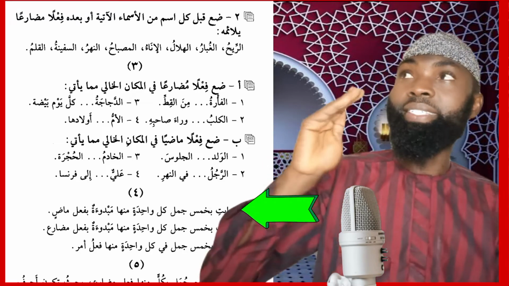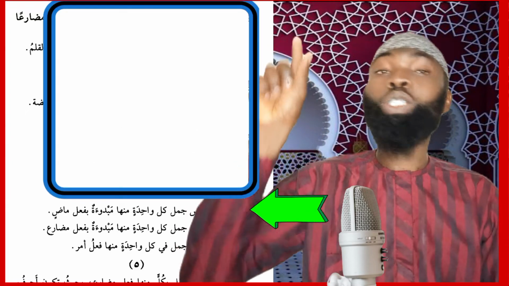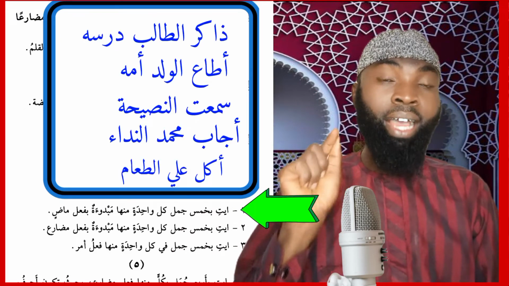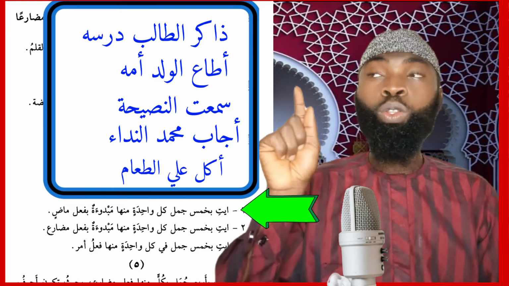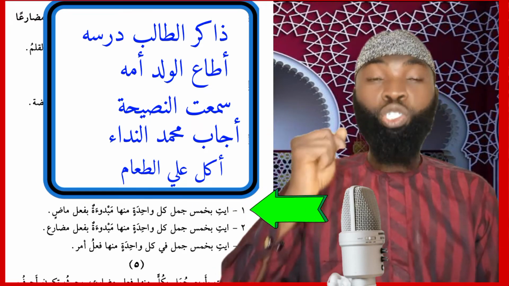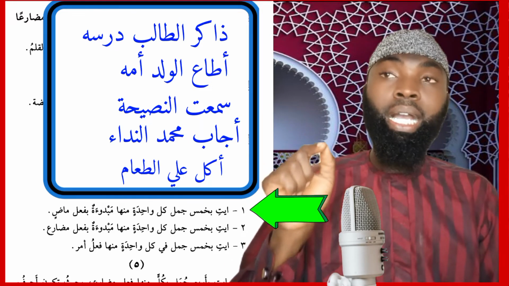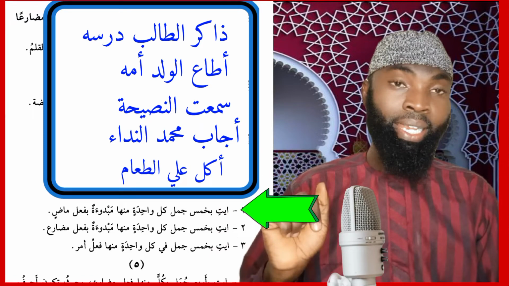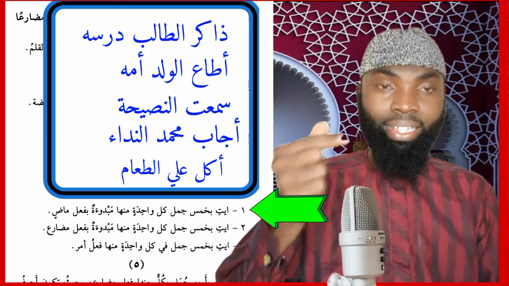So these are the 5 sentences here. We're going to read through them, and we see that each of them begins with a past tense. The first one, we can say ذَكَرَ الطَّالِبُ دَرْسَهُ. The student revised his lesson. We can also say أَطَاعَ الْوَلَدُ أُمَّهُ. The boy obeyed his mother. Obeyed. That is the past tense.